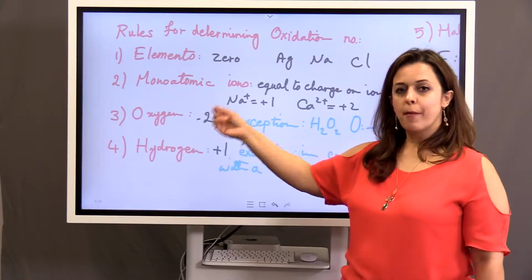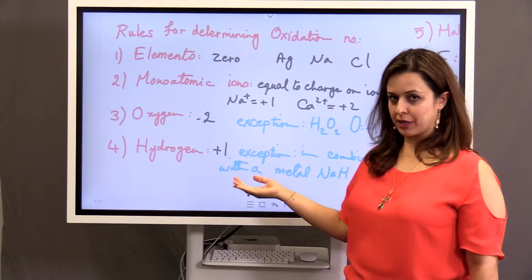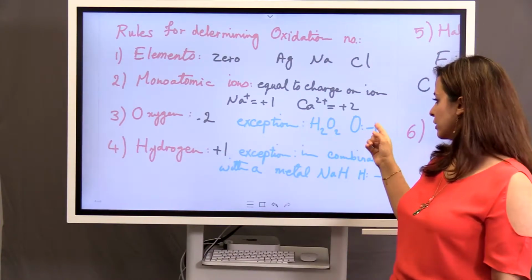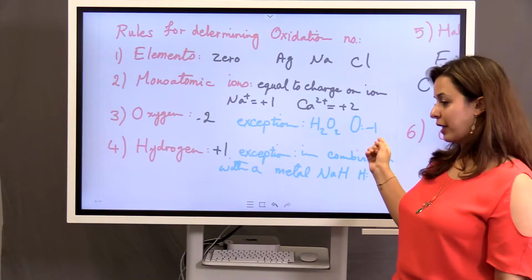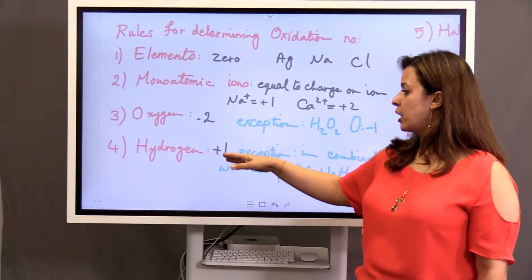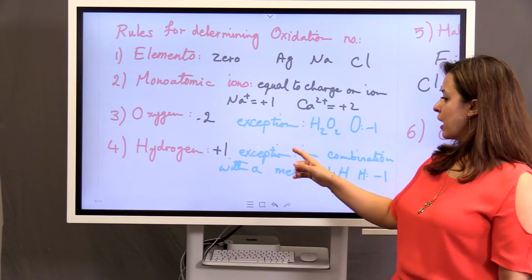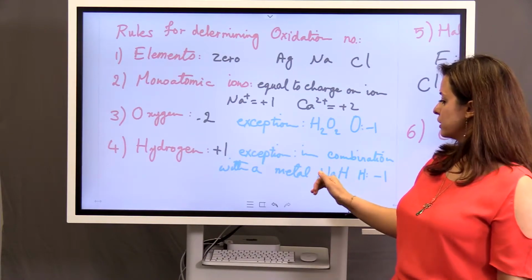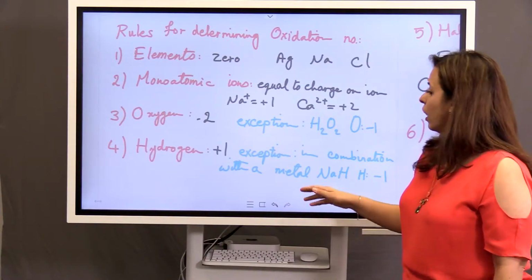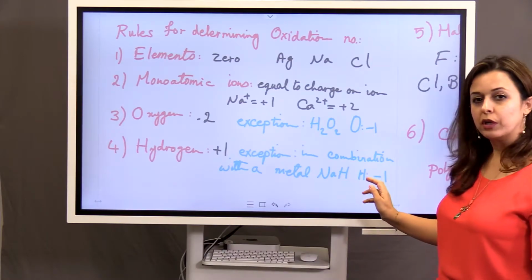For oxygen, most of the time the oxidation number is -2. That's what you refer to as charge again. The exception is in hydrogen peroxide, where the oxidation number of oxygen is -1. As we said, this is an exception. For hydrogen, its oxidation number is +1 most of the time. The exception is when hydrogen is in combination with a metal. In that case, exceptionally, the oxidation number of hydrogen instead of +1 will be -1.